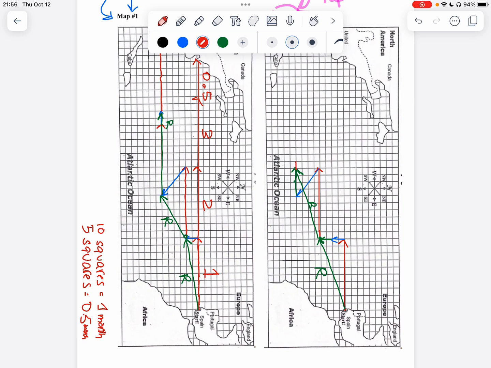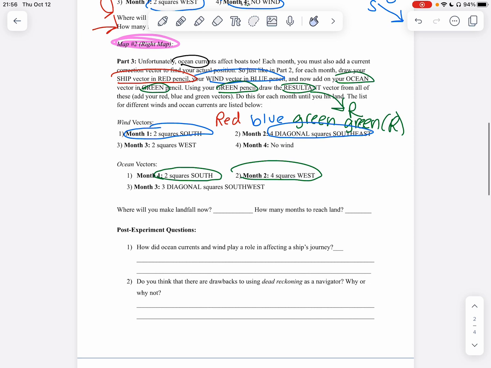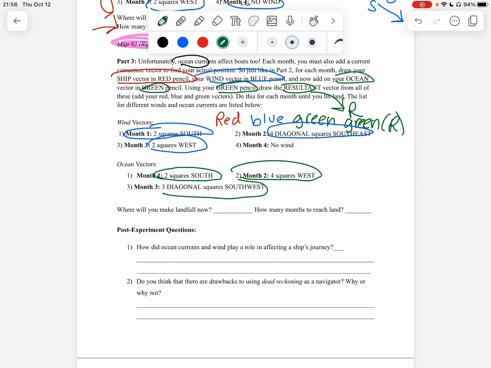Okay, again, we have to draw in our ship vector, which is red. So I'm going to go 1, 2, 3, 4, 5, 6, 7, 8, 9, 10. Okay, going to follow the commands again. So for month number 3 for wind, we're going to do 2 squares west. For ocean, we're going to do 3 diagonals, now southwest. So I have never eats sour watermelons. That means that my diagonal should be pointing downwards and to the left.